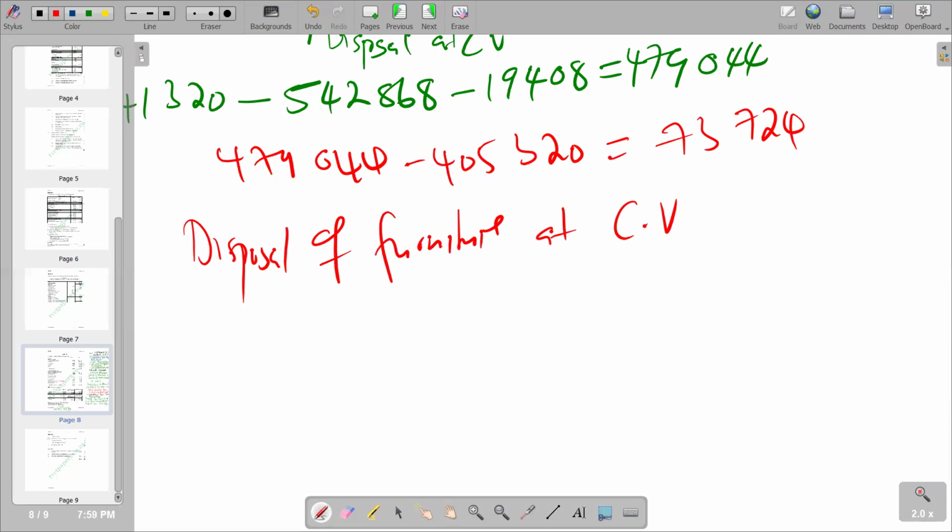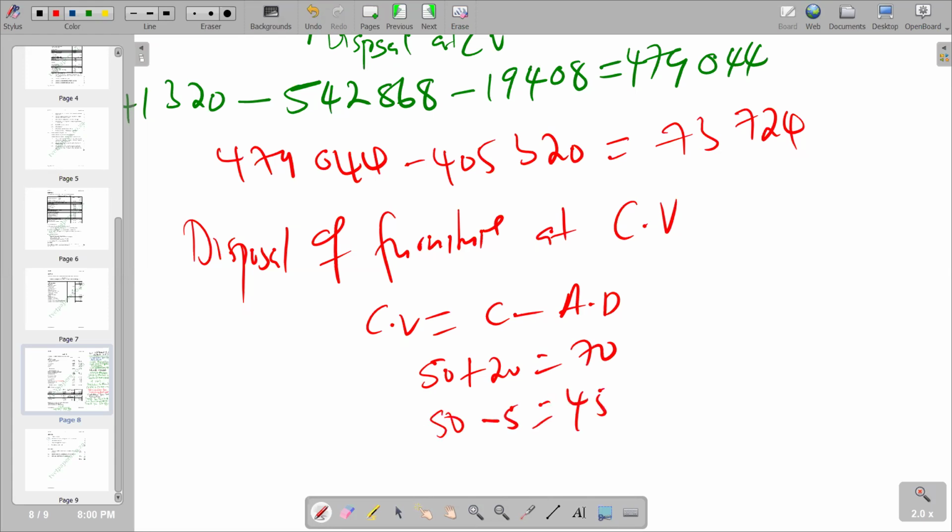at carrying value. At carrying value, it means there was no profit made. To get your carrying value, carrying value is your cost minus accumulated depreciation. So if there's a profit, we would have sold above the carrying value. For example, our carrying value is 50, and if we make a profit of 20, it means our selling price was 50 plus 20, which is 70. But if we made a loss of, let's say, 5, we say 50, the carrying value, minus the loss, so it means we sold it at 45.